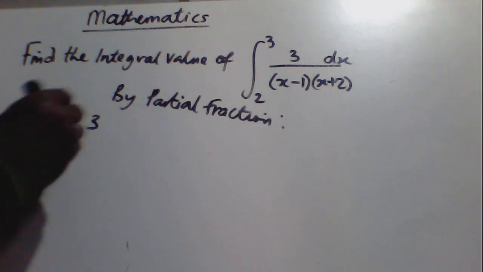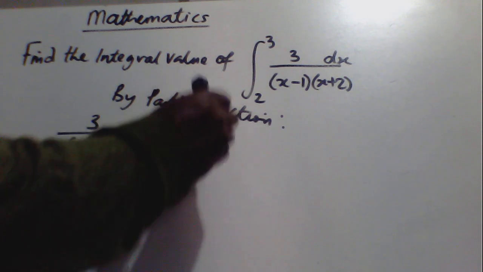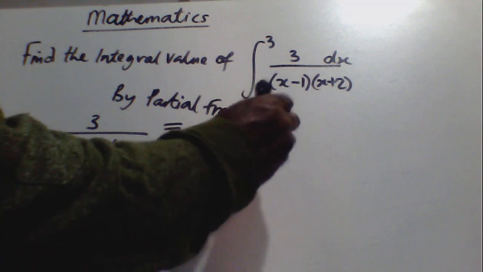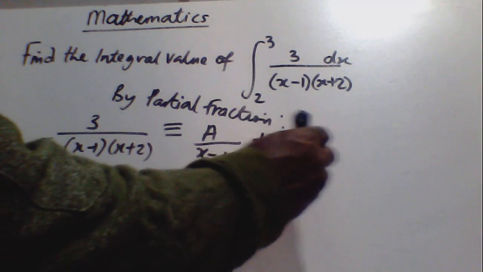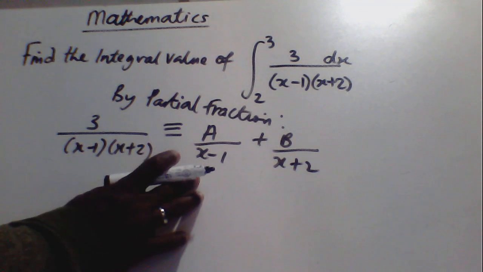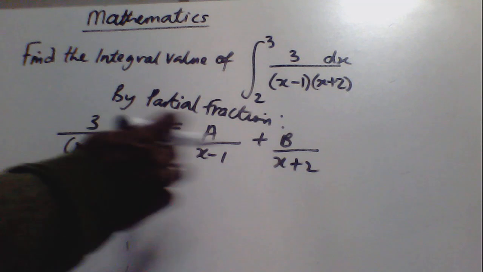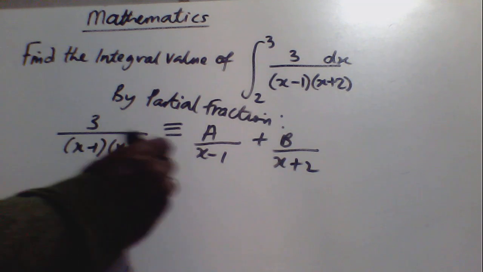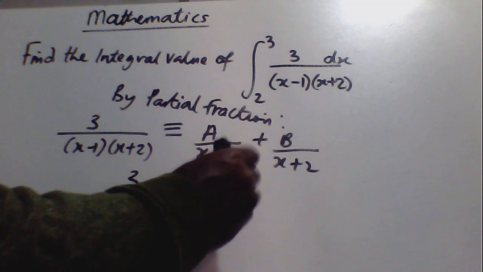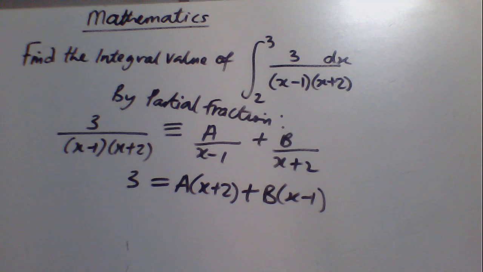let's do it. 3 divided by (x minus 1)(x plus 2) is equivalent to A over (x minus 1) plus B over (x plus 2). So the next thing is to find the values of A and B. Once we clear the fractions, we simplify it so that we have the equation 3 is equal to A(x plus 2) plus B(x minus 1). So let's find A and B.